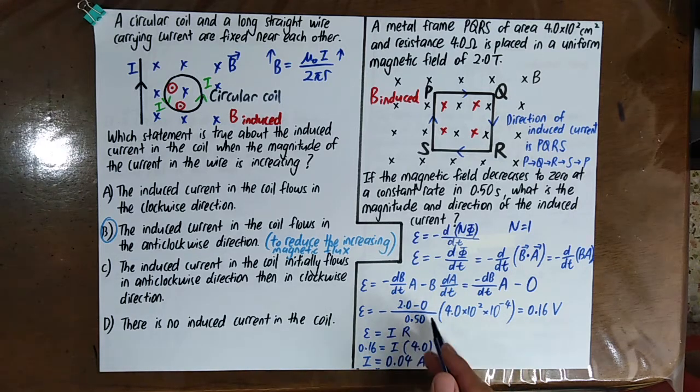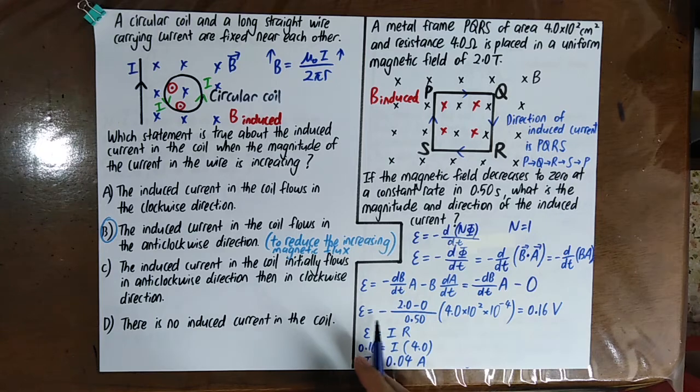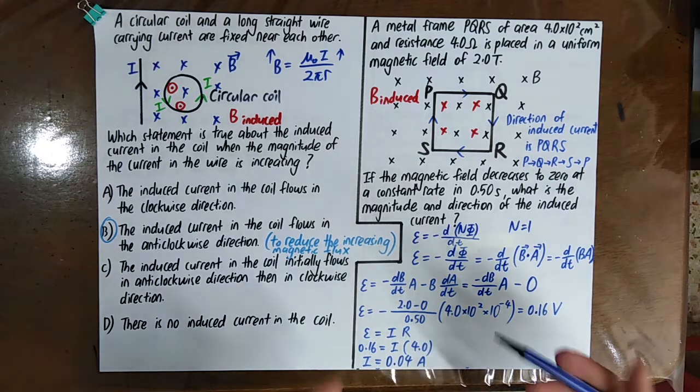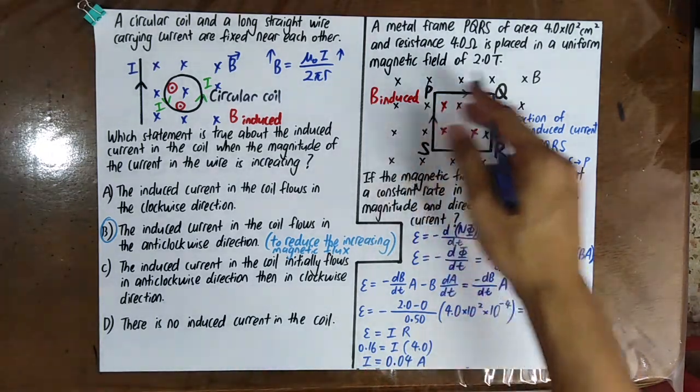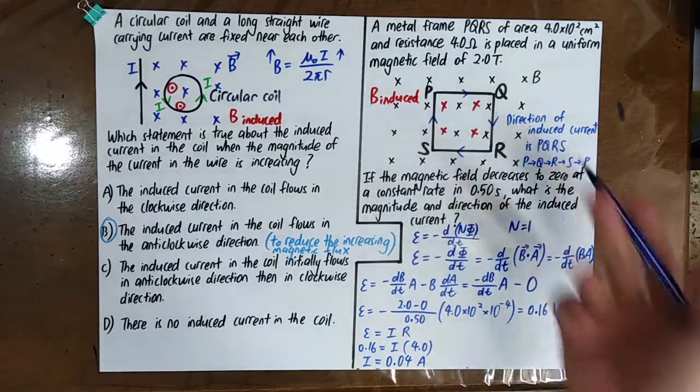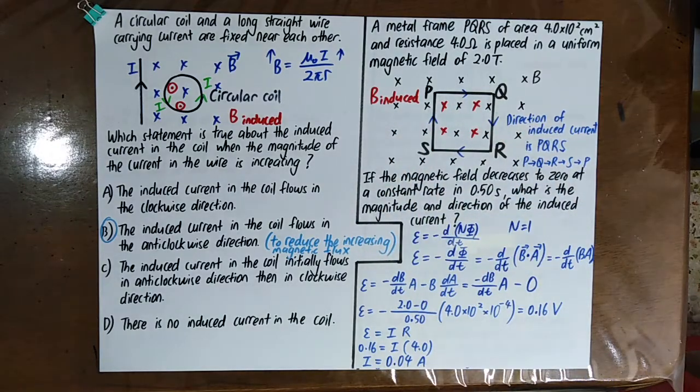But normally when we are trying to find the EMF, we really don't care about the sign of the EMF anymore. That means I only want to know the magnitude of the EMF, and the direction of the current I can easily find from the right-hand grip rule and also Lenz's law. So I should write 0 minus 2, because this is the final magnetic flux density minus the initial flux density.